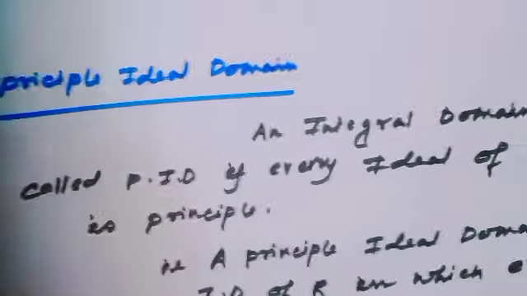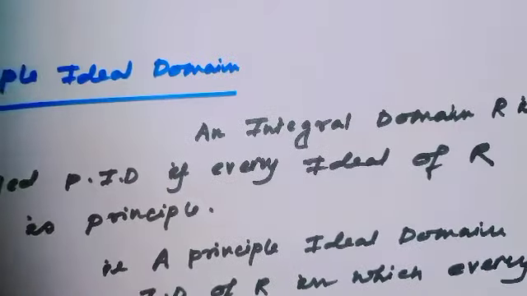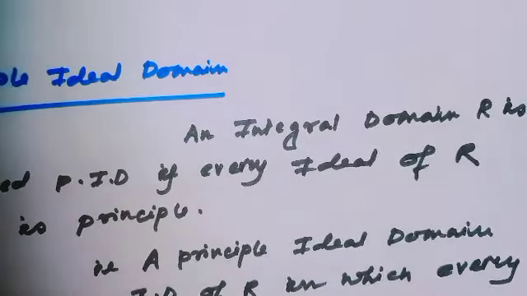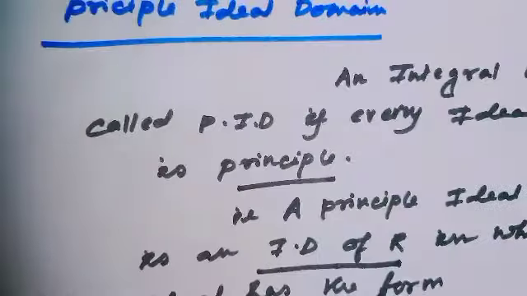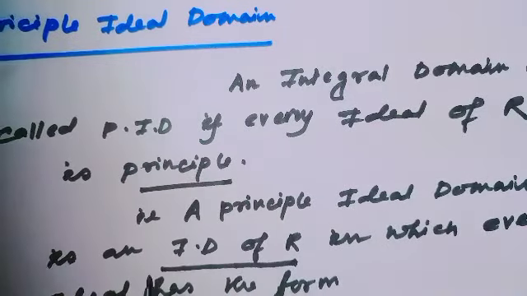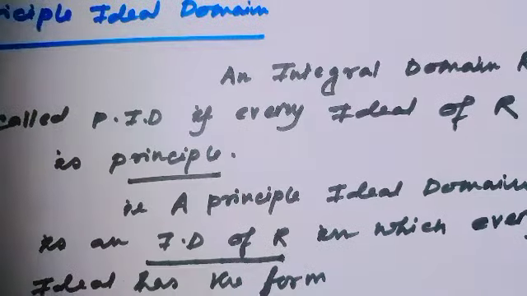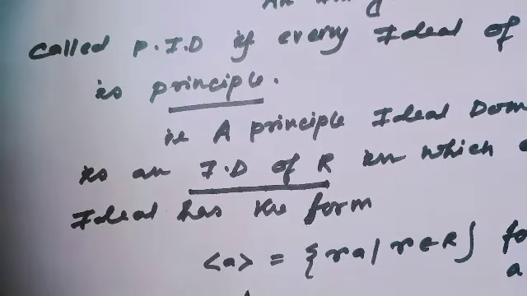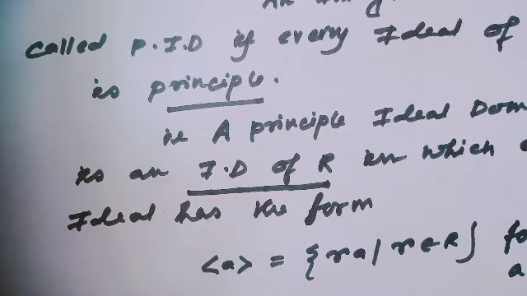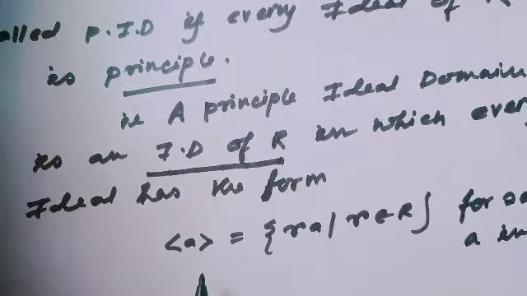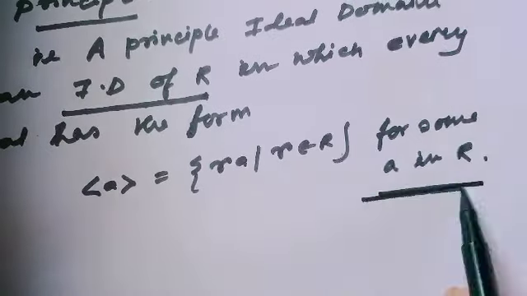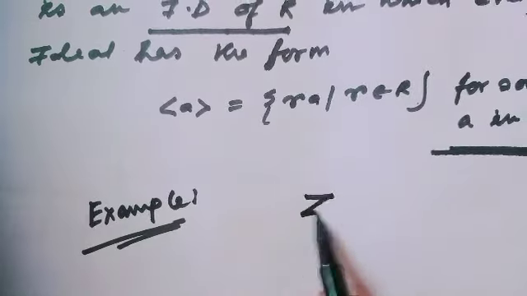An integral domain R is called a P.I.D. if every ideal of the ring is principal. That means a principal ideal domain is an integral domain in which every ideal has the form <a>, since this ideal is generated by only a single element, that means the singleton set {a}, where <a> is equal to the set of elements ra such that r belongs to the ring, for some a in the ring R. For example, consider integers.